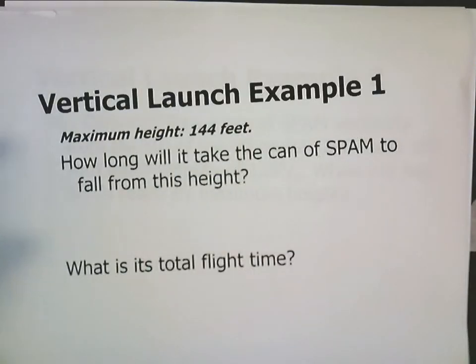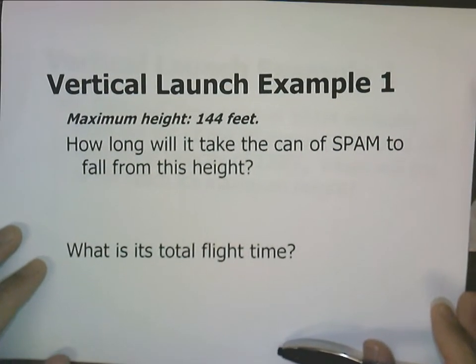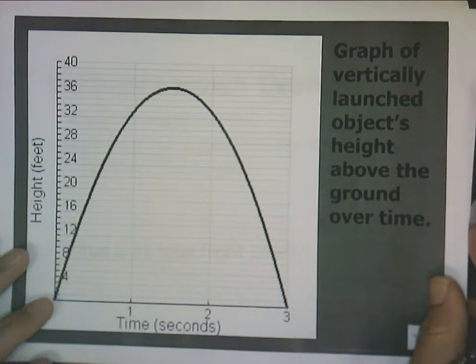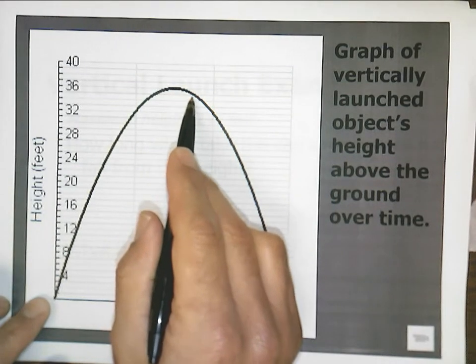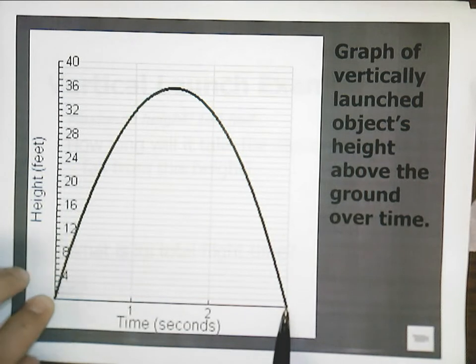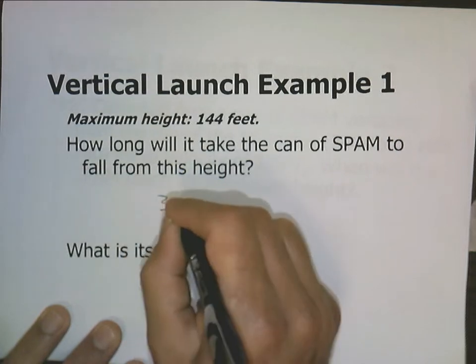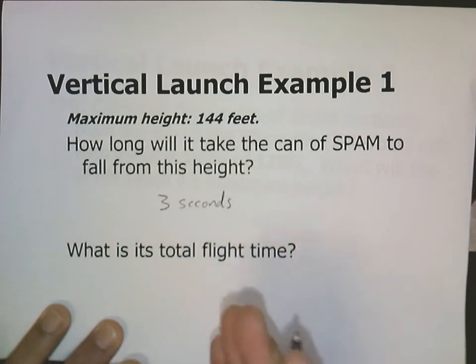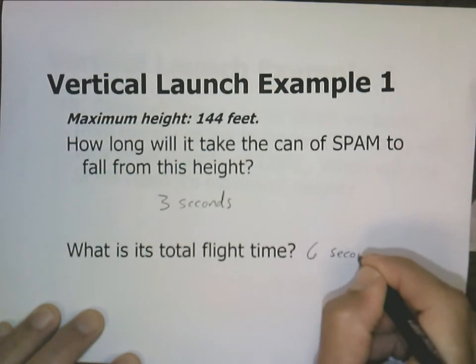But now, we want to know how long it's going to take for the can of Spam to fall back down from this height. But if we're really clever, we should notice we can make use of symmetry. So whatever time it takes to get up to the maximum height from the ground, it's going to take that exact same amount of time to come back down to the ground. So it's going to take another 3 seconds to fall back down. So 3 seconds to climb up, 3 seconds to fall back down, so the total flight time is going to be 6 seconds.